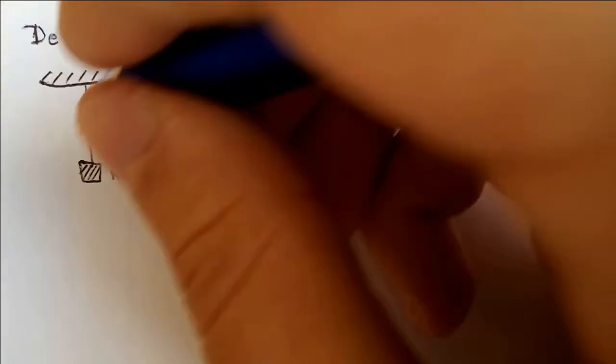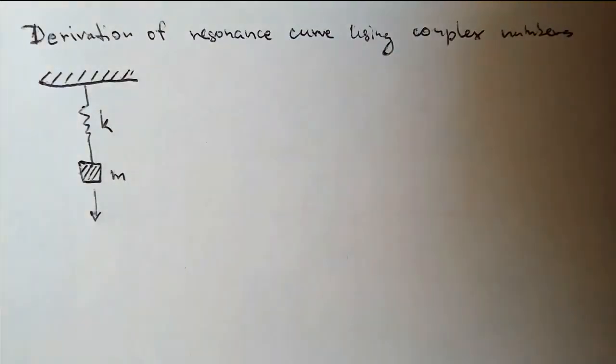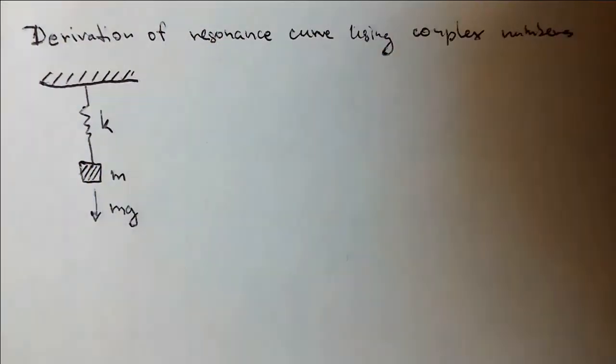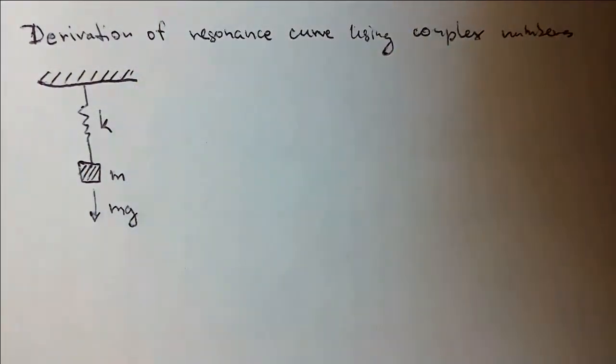Suppose that you have a spring and at the end of the spring is attached some mass, with a mass m, and the spring constant of the spring is k. Let's suppose that there is a gravitational force mg pulling down on the object which is attached at the end of the spring.